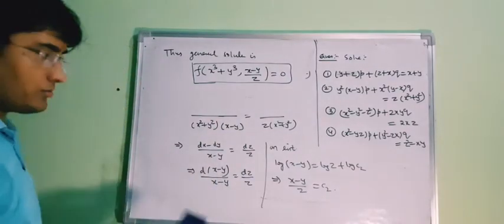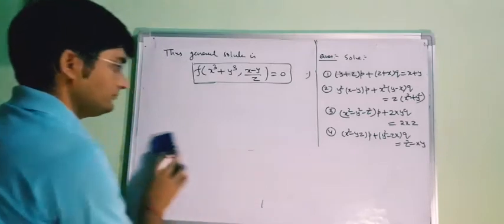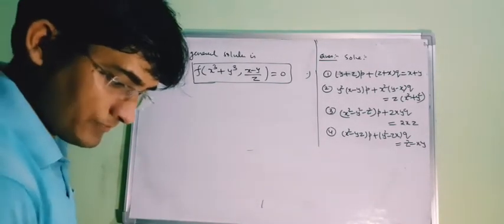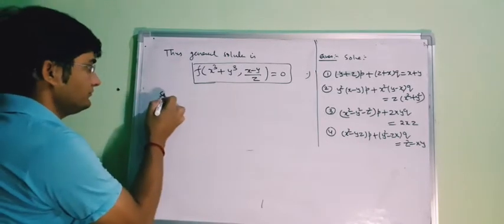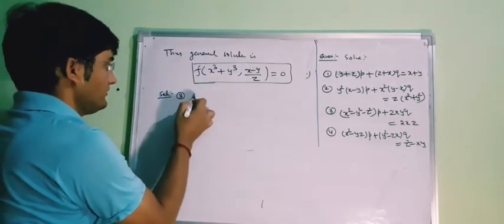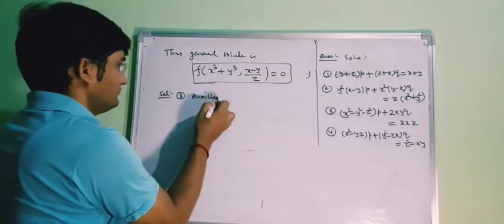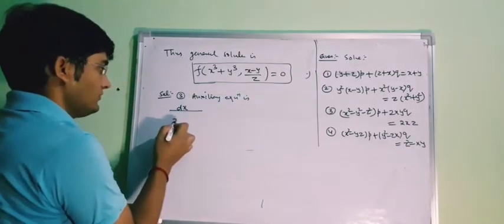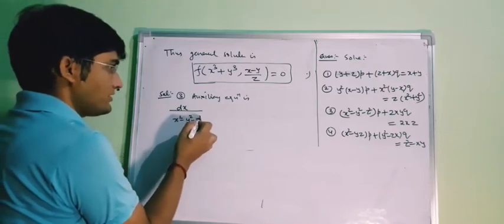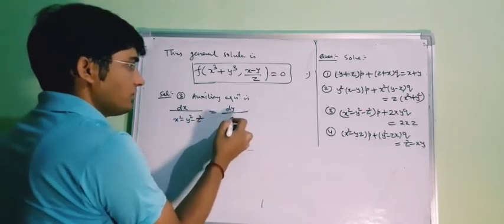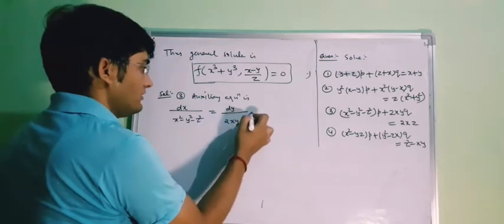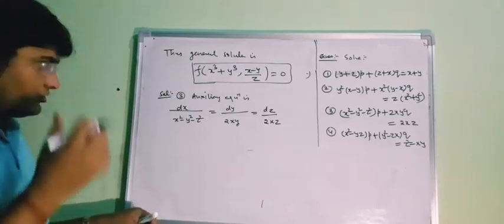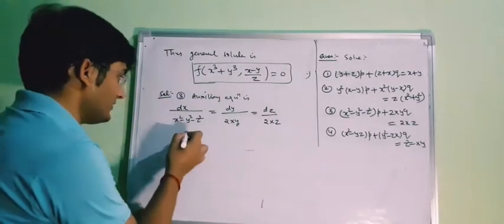Now let us solve problem number 3. So in problem number 3 we have the auxiliary equation as dx upon x square minus y square minus z square, then it is equal to dy upon 2xy, then equal to dz upon 2xz. So from second and third we will get one answer.